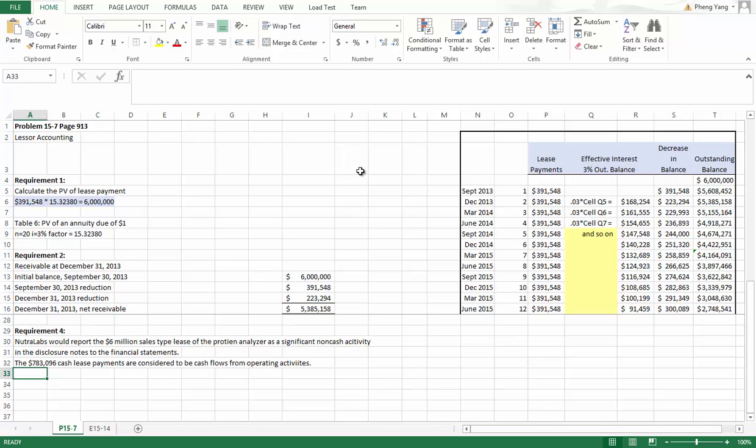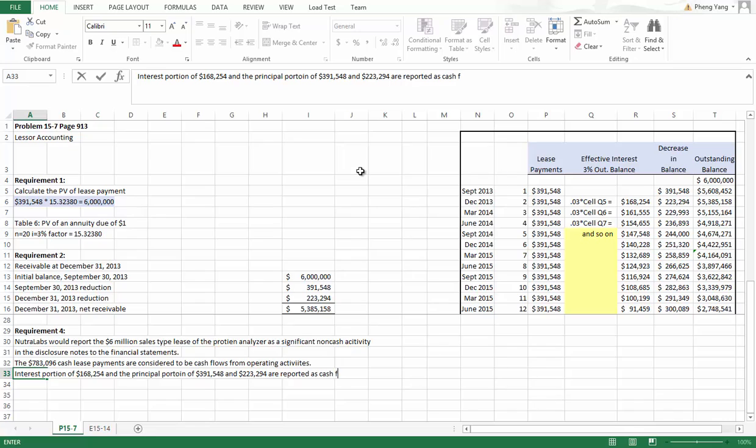And remember that a sales-type lease differs from a direct financing lease in that we assume the lessor is actually selling its product, which is an operating activity. So both the interest portion of $168,254 and the principal portion of $391,548 and the $223,294 are reported as cash inflows from operating activities.